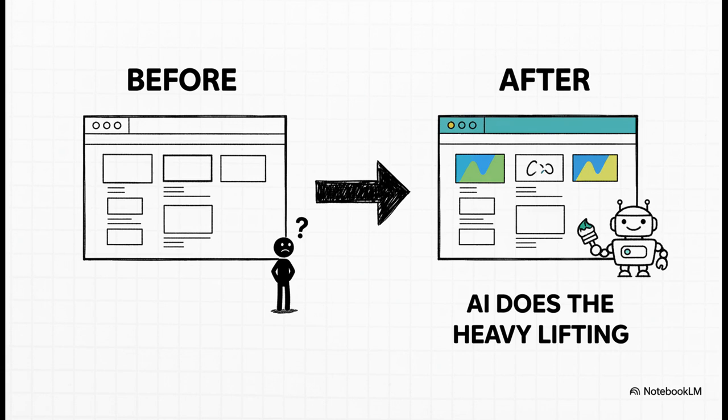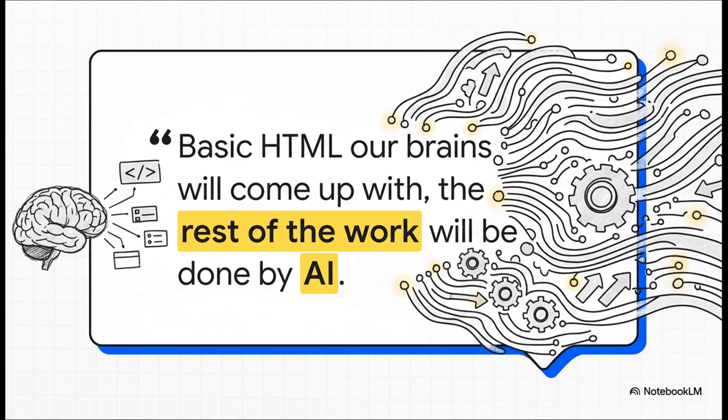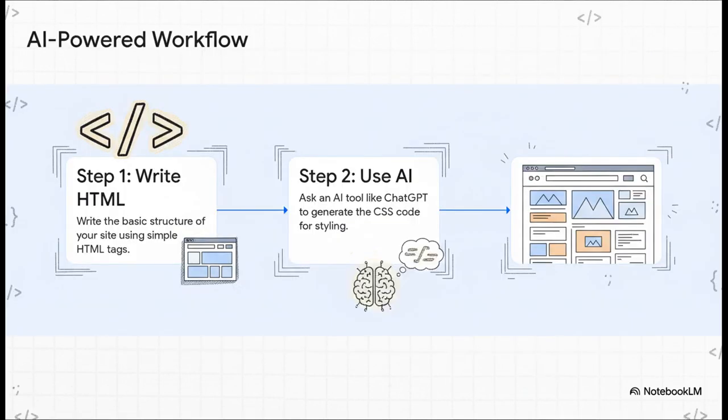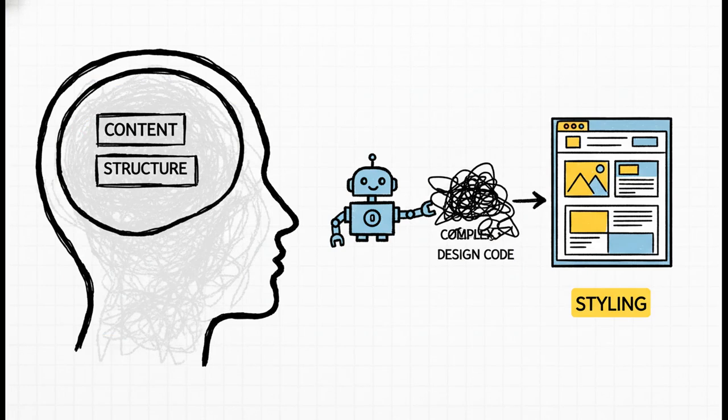But what about making it all look pretty? Well, you don't have to be a design expert anymore. Seriously, you just focus on the basic structure. You can actually let AI do the heavy lifting. Check out this workflow. You write the basic HTML, then just ask an AI for the styling. What's so cool is this lets you focus on your actual ideas, not complicated design code.